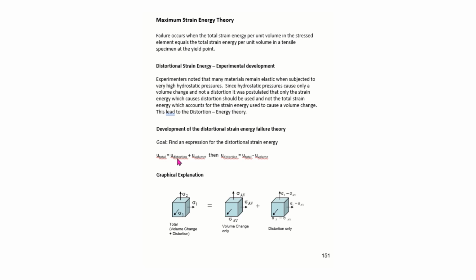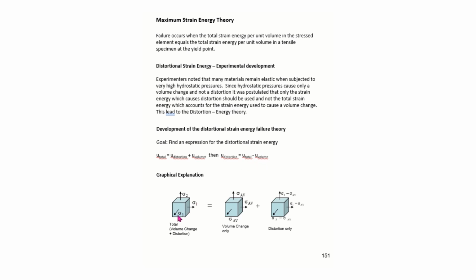So essentially what we do is move U volume change to the other side, and we get U distortion, what we're looking for, is equal to the total strain energy minus the strain energy due to just a volume change, or the hydrostatic pressure change, or an average stress type distortion.